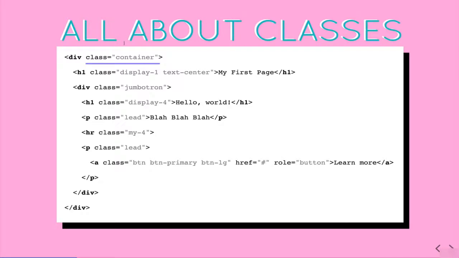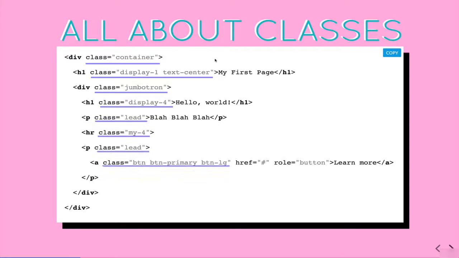And these are Bootstrap specific classes, things like container, display-1, text-center, jumbotron. These are just a couple examples. There are hundreds and hundreds of these classes that we could add in. That's really what this course is about. The majority of this course is adding classes into our HTML without having to write any CSS. So let me show you an example.